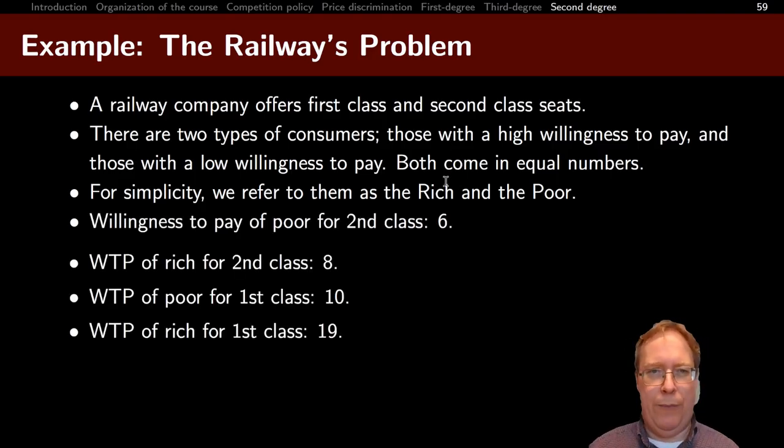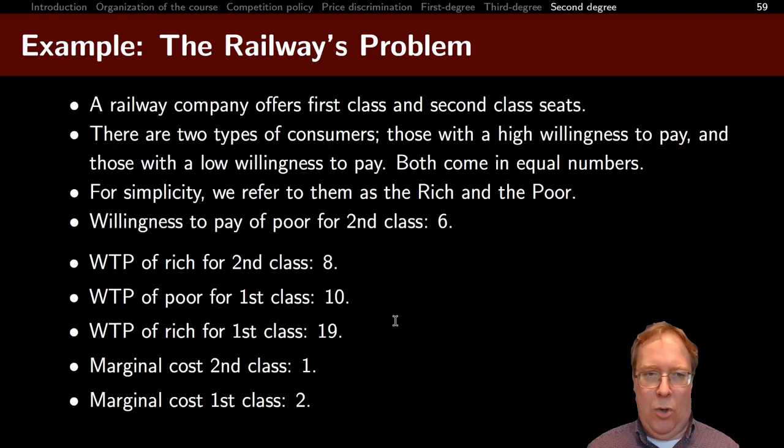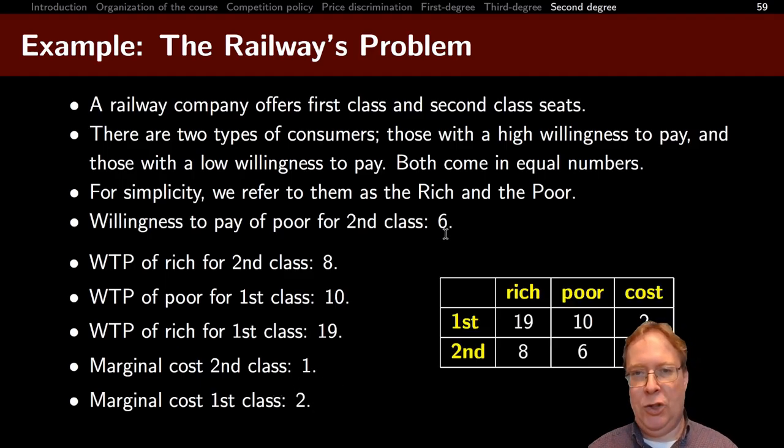And let me also put some numbers on this. So for second class, the poor are willing to pay 6, the rich 8, whereas for first class, the poor are willing to pay 10, and the rich are willing to pay 19. Marginal cost, of course, is a bit higher for first class, so let me assume that it is 1 and 2, respectively. So here is a table that neatly sums up all this information.